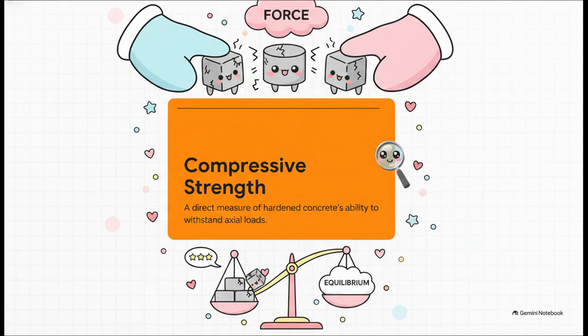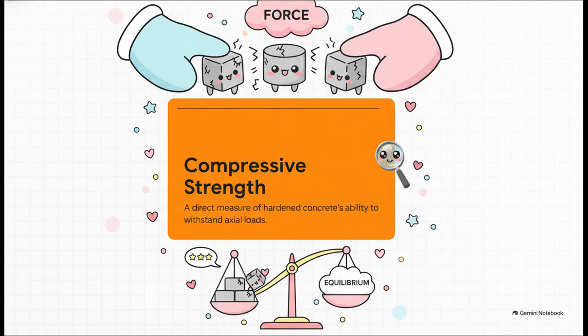Okay, so our mix is cast into standard cubes and it's been cured for specific time frames. Now, it's time to test its breaking point. This is where statics truly comes to life. Think of this as the ultimate test of equilibrium that we study in your lectures. Compressive strength is the direct measure of hardened concrete's ability to withstand axial loads.